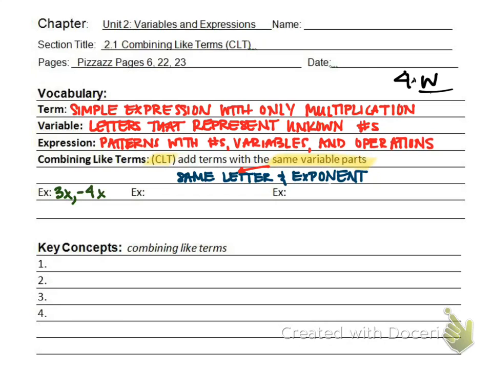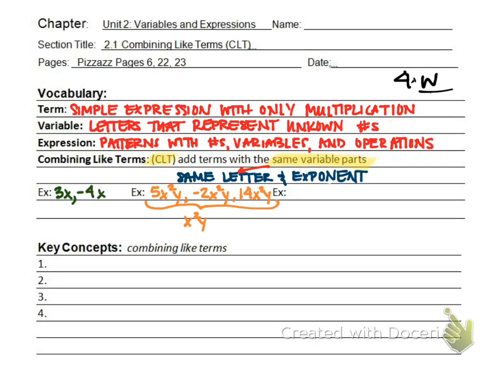Now let's take a look at another example where we have 5x squared y and negative 2x squared y and positive 14x squared y. So in each of these three terms, we have x squared y as the variable, and in each case we have x squared, so there is an exponent on the x term, and it's multiplied also by y.